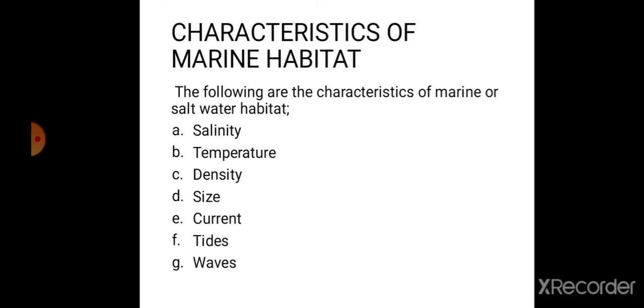Then we talk about tides. Tide is also one of the characteristics of marine water habitats. Tide simply means the alternate rise and fall of the surface of the ocean, approximately twice a day. At times you go to the ocean, the water level will stop at your knee level. Next day, at times, the water level will stop at your waist level. So that rise and fall of the water body is regarded as tides. It's one of the characteristics of marine water habitat.